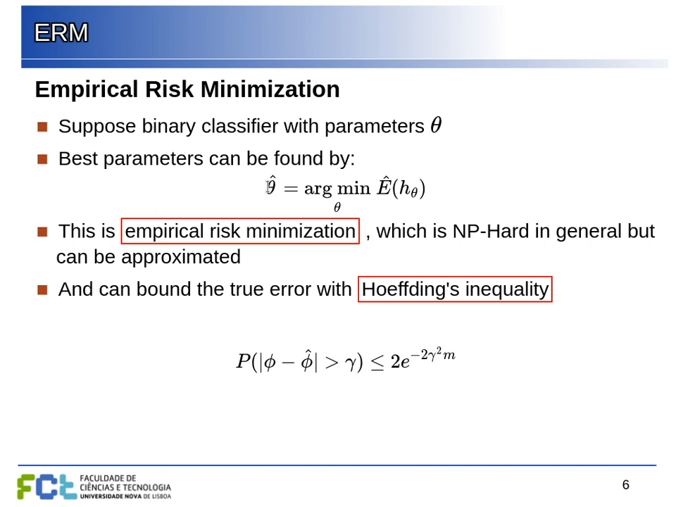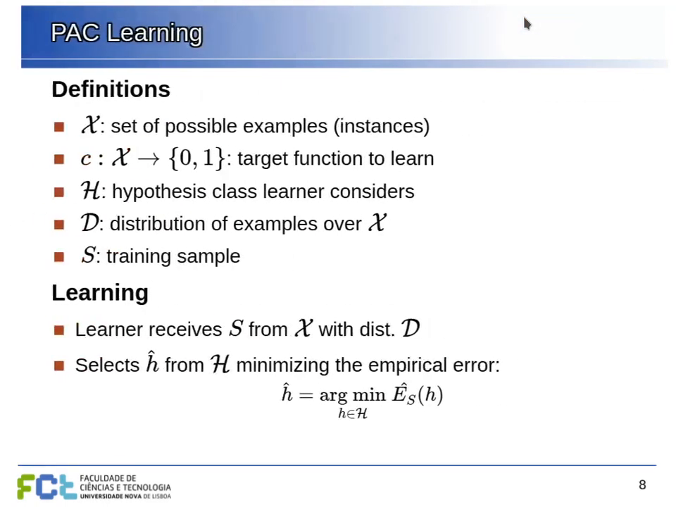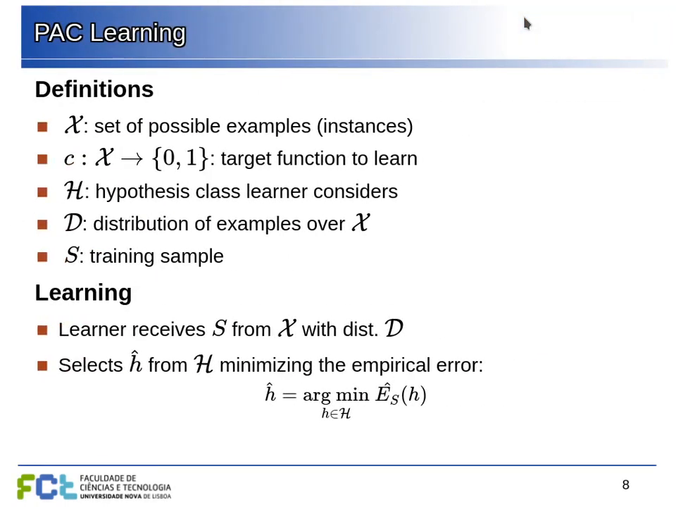So we know that with a probability below this value, depending on gamma and m, our empirical risk goes farther than gamma from the true error. So deviating more than gamma from the true error has a probability lower than this amount, and this will depend on the size of our sample. If we increase the size of our sample, we lower the probability of going farther than gamma away from the true risk when we measure the risk empirically. Okay, so this brings us to the idea of probably approximately correct learning.